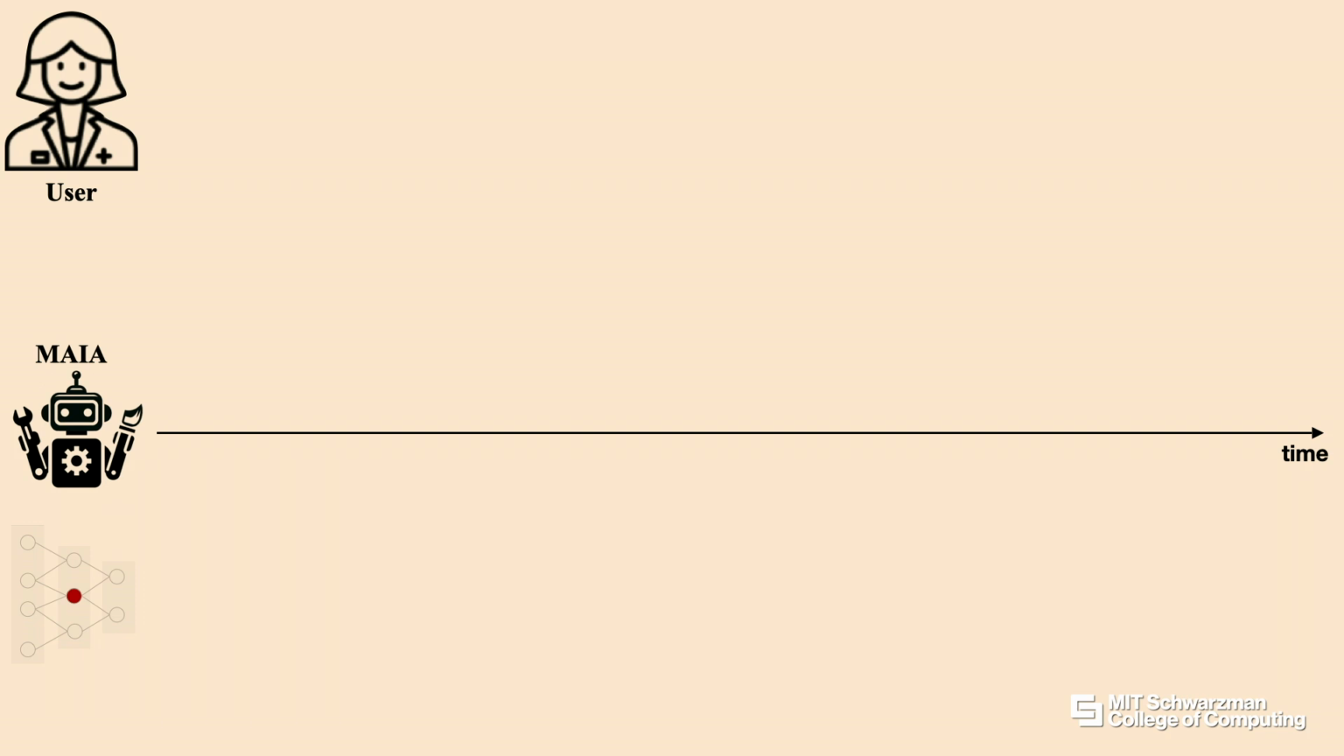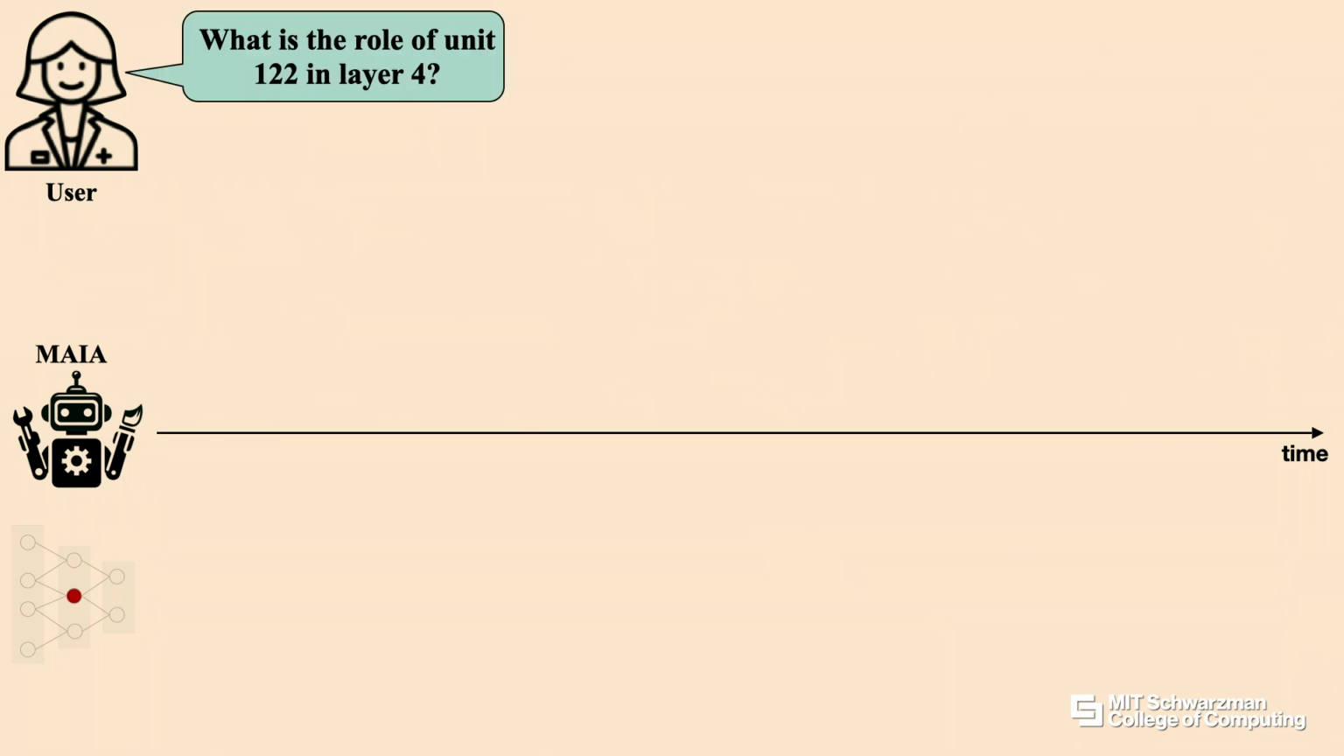Let's say that you have a user, you have this agent that will interpret, which we call Maya, and at the bottom you have the neural network that you want to understand. The user asks, what is the role of unit 122 in layer 4? In this case, the neural network is a ResNet, given with something that Kaiming discovered, and it is trained to do ImageNet classification. So you want to know what that particular unit is doing. Why? Well, who cares? That's the unit that I had the sample for.